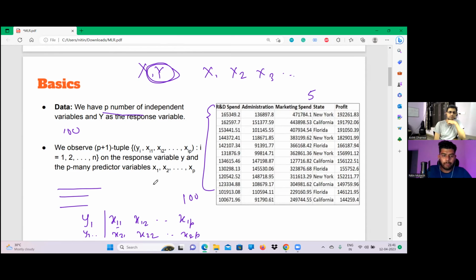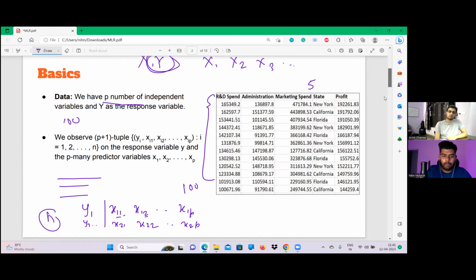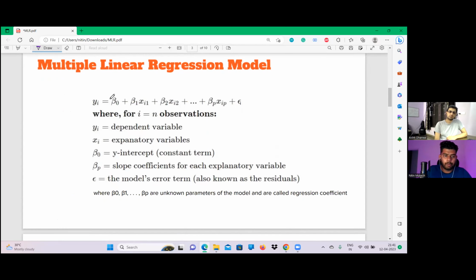So this is very simple. We have p features, that is what the second indexing is all about, and we have, let's say, n rows, that is what the first indexing is all about. So your data will look something like this.